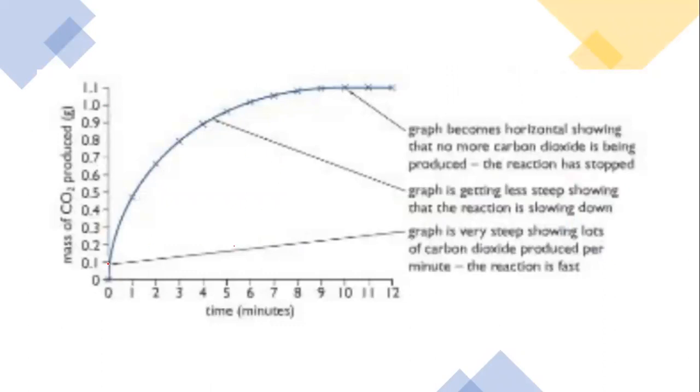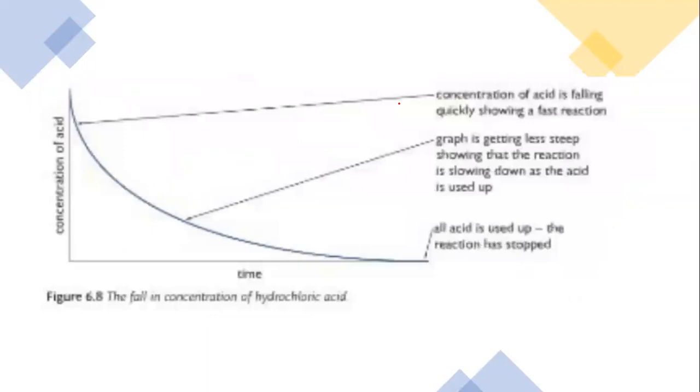Again, you're going to see a graph like this. Initially, it's going to be very steep because initially the rate of reaction is going to be high. Why? Because you have a greater number of reactants available. More reactant particles are there, more collisions are going to take place, and as a result, the rate of reaction increases. Then slowly your graph is going to become less and less steep. It's going to start to become more flat because the reaction is slowing down, and eventually it's going to become completely horizontal, showing that the reaction has stopped.